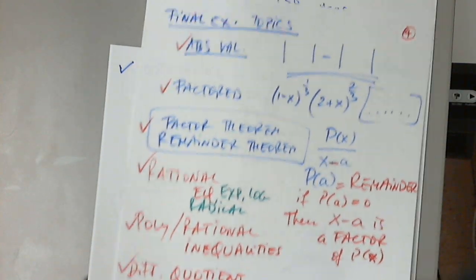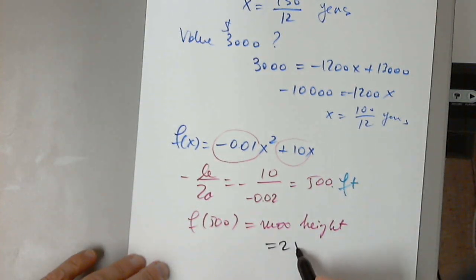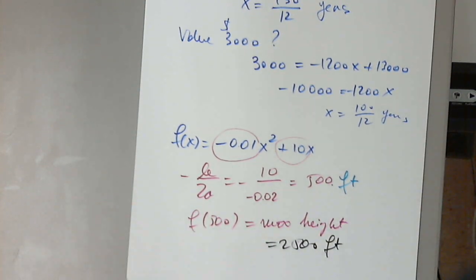So this is like max is 500? No. Very good. So I'm standing here. I throw the ball up in the air. 500 feet away from me, it will reach its maximum. Or, at 500, f of 500 would be the maximum. Can we just solve that to see what it is? 2,500. And that 500 is how far from where I stand it reaches the maximum.